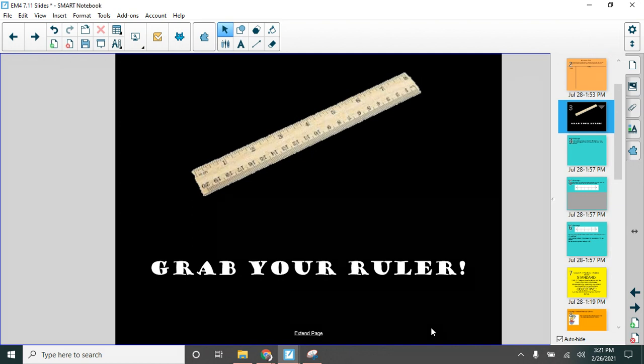So if you're in a classroom, get it out of your desk or ask your teacher. I'm sure that he or she has one. If you're at home, go find a ruler. It might be a yardstick. There might be a tape measure in the garage. Grab your ruler.